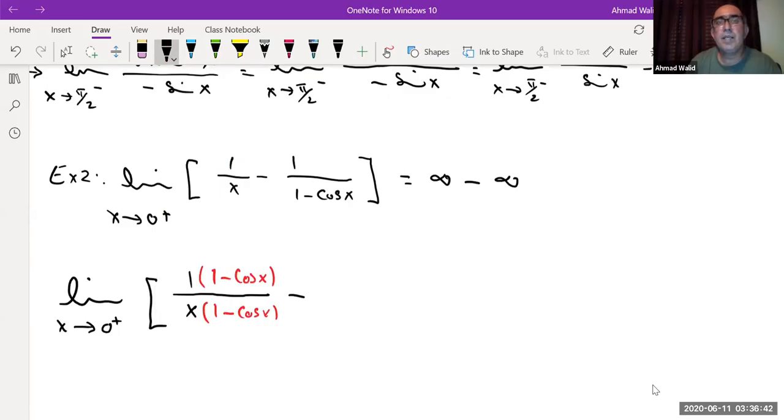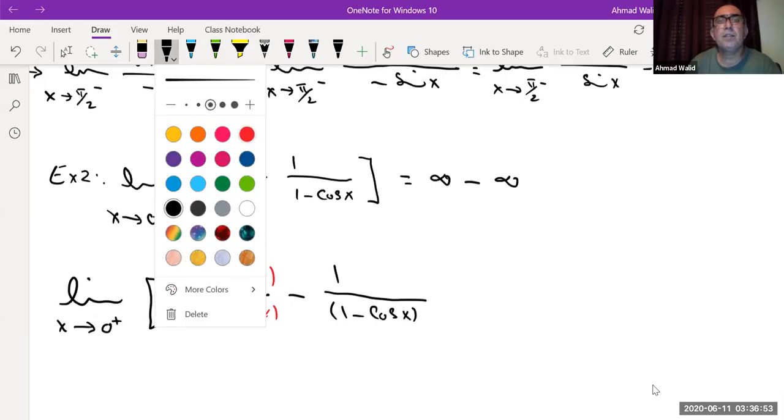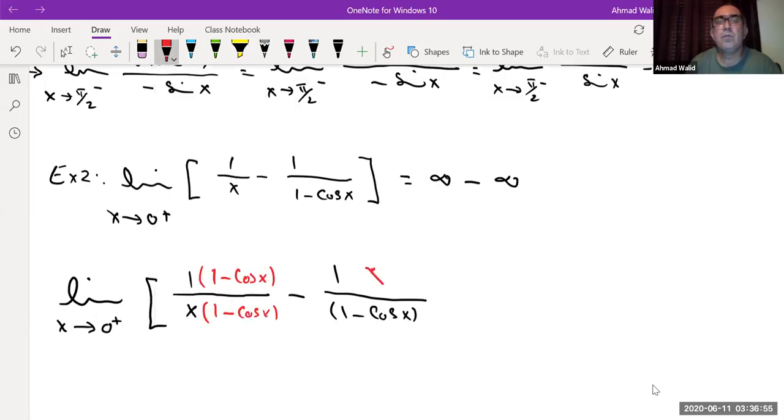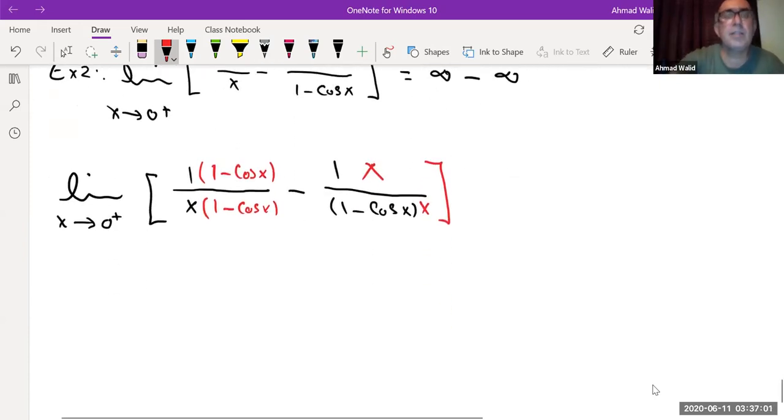Minus, here you have to multiply it with the x. 1 over 1 minus cosine x, multiply top and bottom with x, right? To get a common denominator. Now, denominators are the same, just simplify the top.